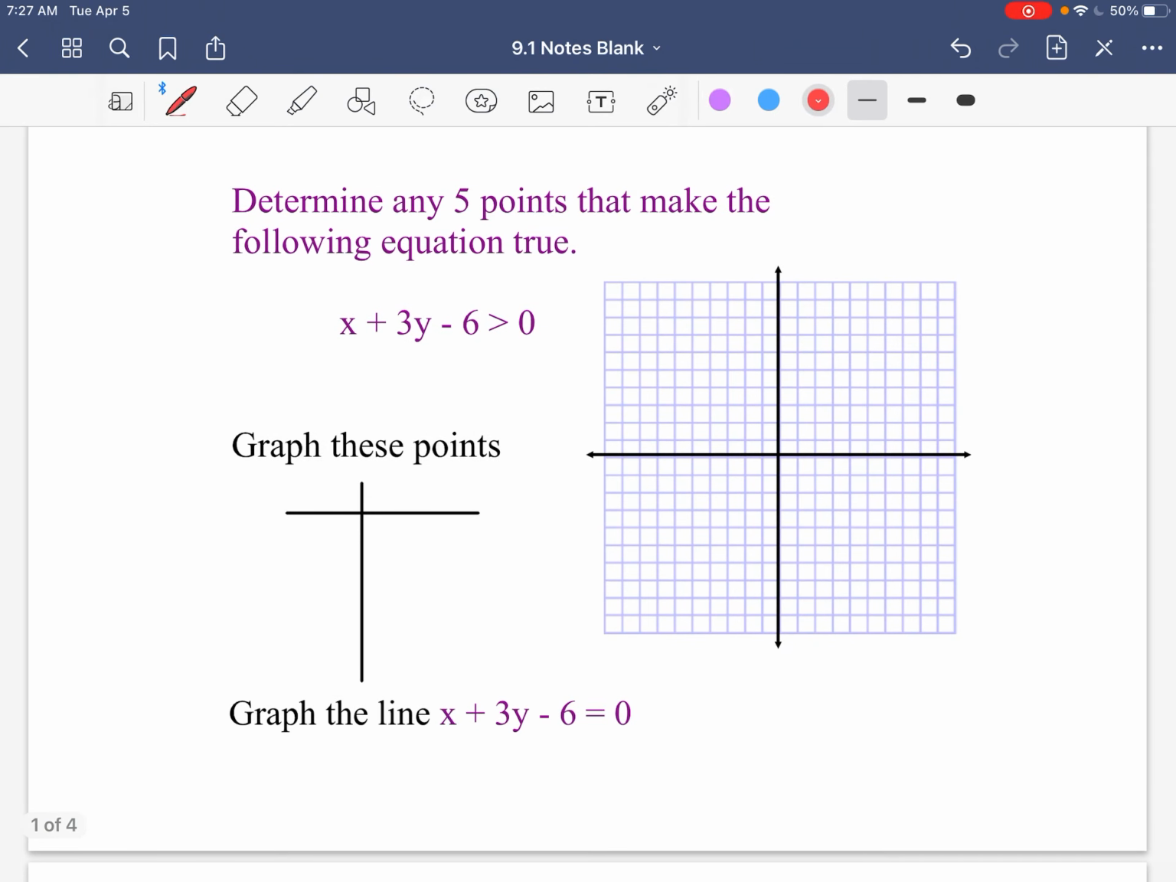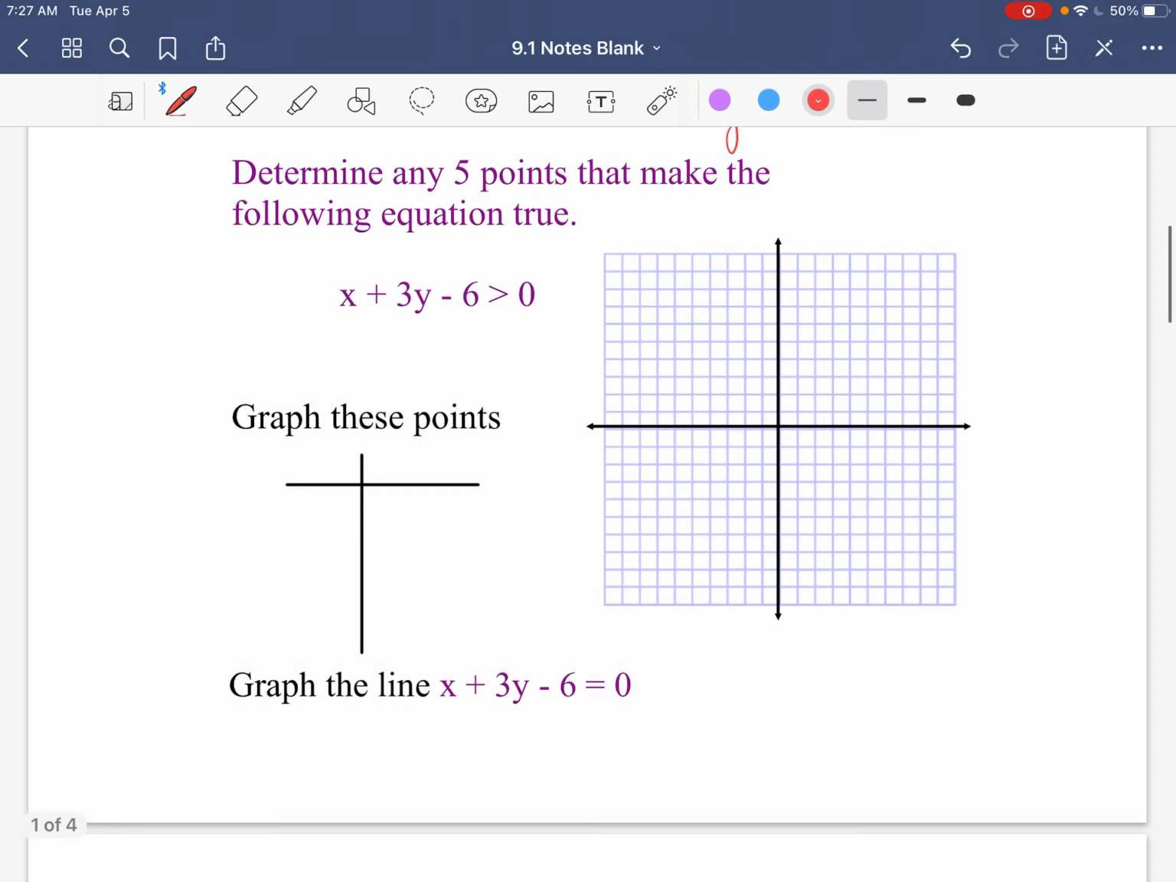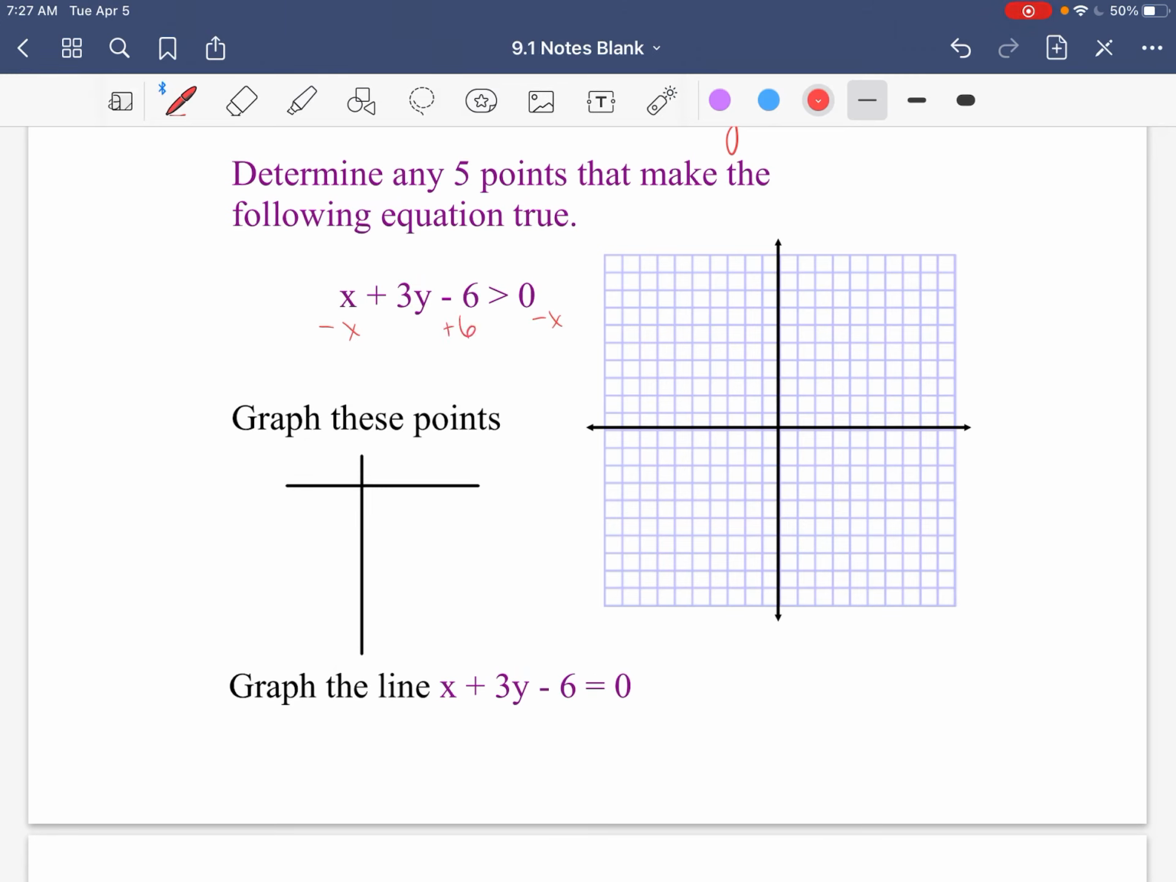So our first example, we want to think, what's your favorite way to graph a line? Personally, mine is y equals mx plus b. That is our slope-intercept form. So I would rearrange that equation to get the look that I want. Remember, if you are ever multiplying or dividing by a negative, your inequality symbol needs to switch. So we're going to subtract x to both sides, and we're going to add 6 to both sides. So we get 3y is greater than negative x plus 6.